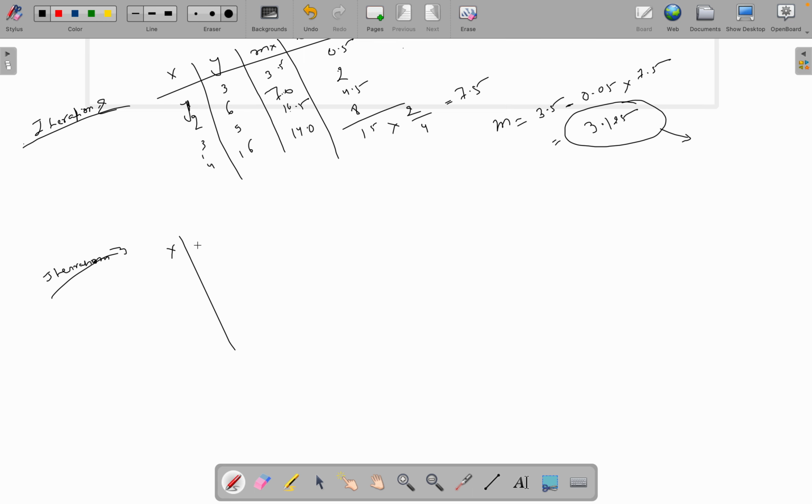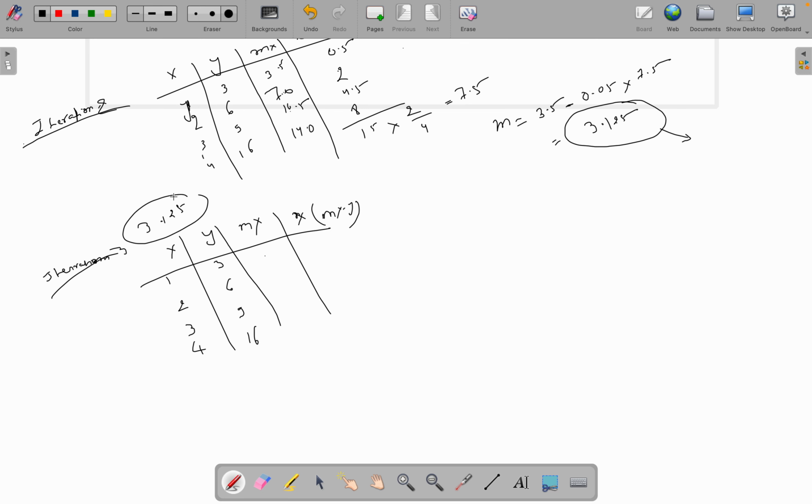Okay, so this is the x value, y value, 1 2 3 4, 3 6 9 and 16. Okay, mx and mx minus y. So now my new m value is 3.125.